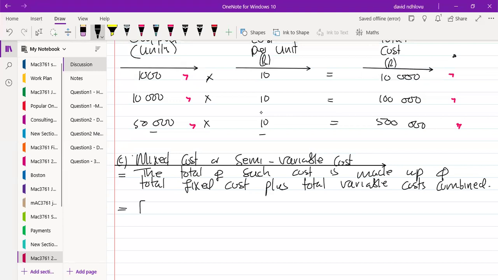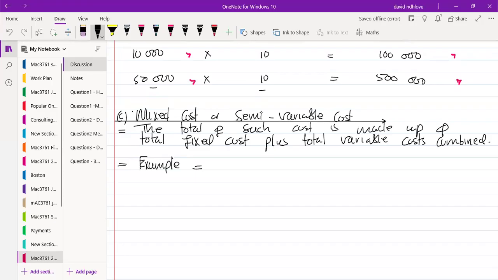Let's give an example of such a cost. What example can you give of a semi-variable cost? A contract cell phone line. Normally, when we have a contract cell phone line, there's always a fixed amount that you pay. This one is not connected to calling.